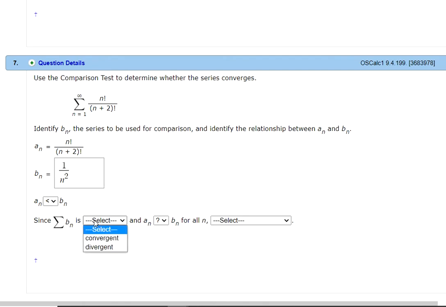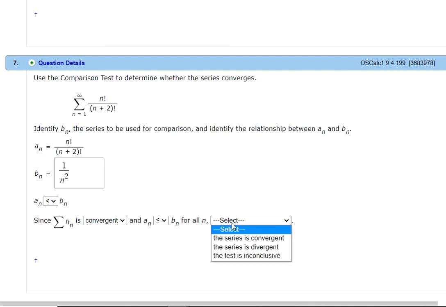So since b sub n is a convergent p-series, right, and a sub n is always less than b sub n for all n, the series is convergent, right? A convergent series is one where the terms of the sequence are getting smaller and smaller and smaller. So if a sub n is already smaller than b sub n, then a sub n's terms must also be getting smaller and smaller, even more so, right? So by the comparison test, this should be convergent.